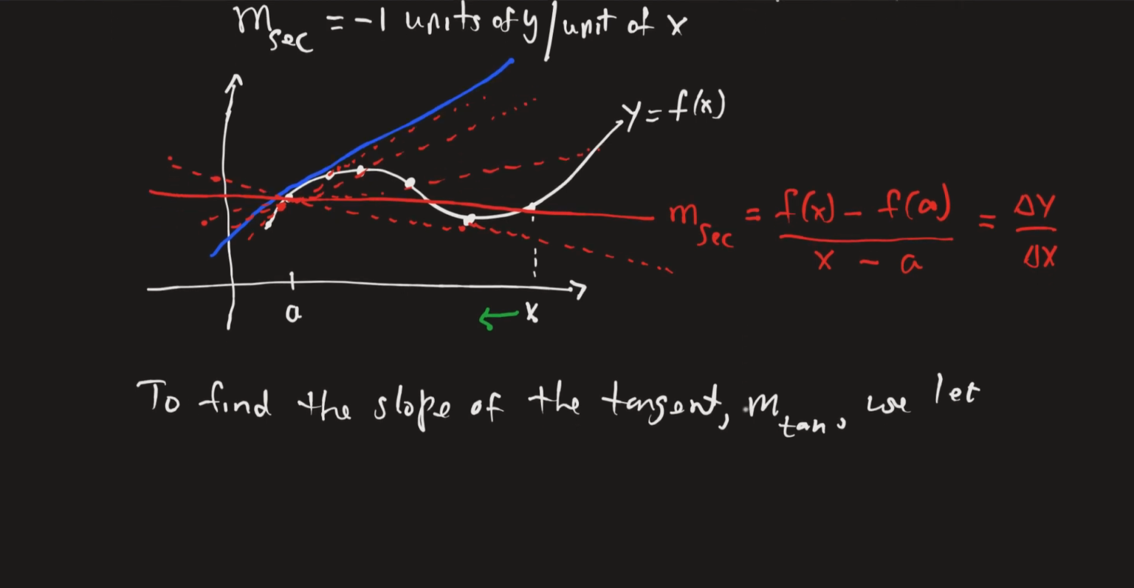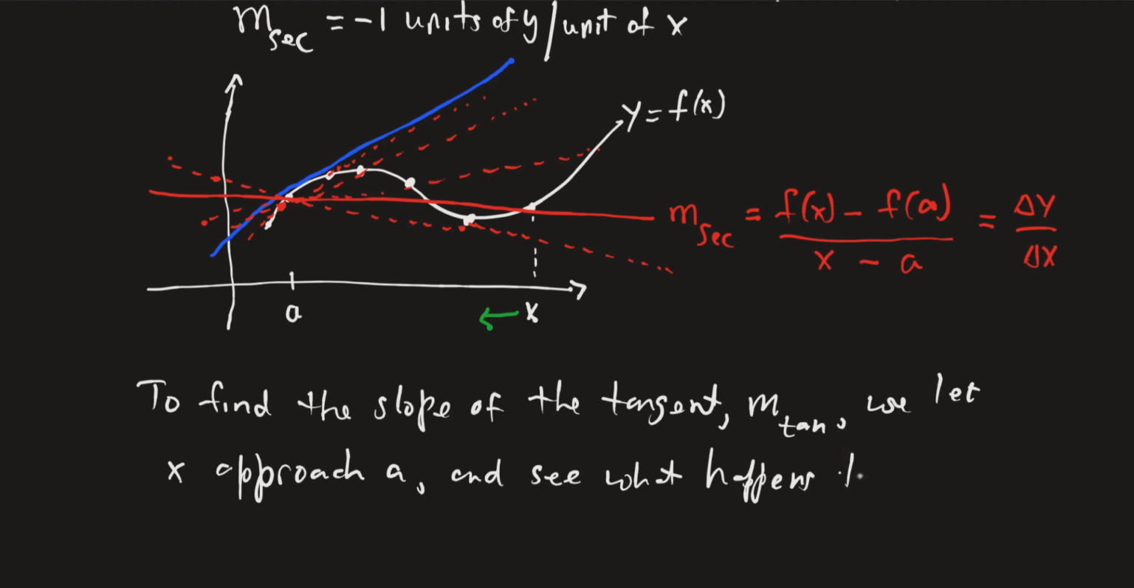So we let x approach a and see what happens to our difference quotient, right? So, and I'll say, see what happens to delta y over delta x as x approaches a, right? So let's write that down symbolically.